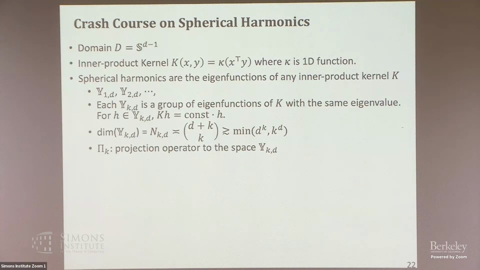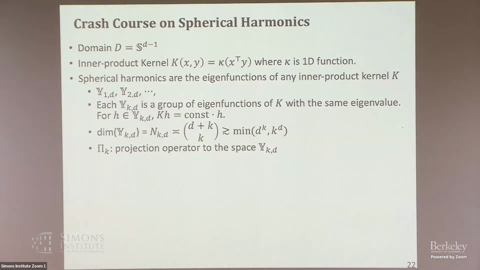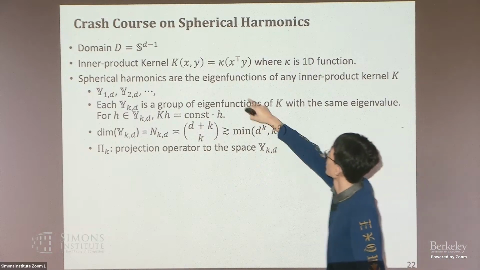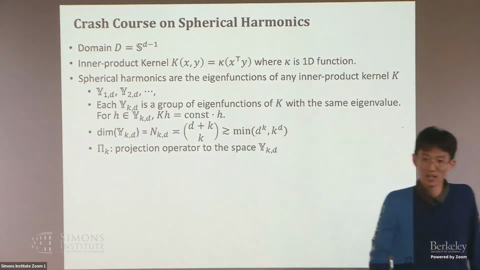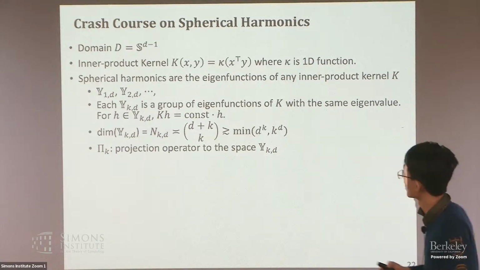And let me probably spend one or two minutes to define some of the basics for spherical harmonics, which is the tool that we're going to use. It's actually useful to define them to even state the theorems in a formal way. So basically you have a domain, which is the sphere, and you have some inner product kernel K, which is a one-dimensional function on the inner product of X and Y. We know that spherical harmonics are the eigenfunctions of any inner product kernel. All the inner product kernels have the same eigenfunctions, which are spherical harmonics.